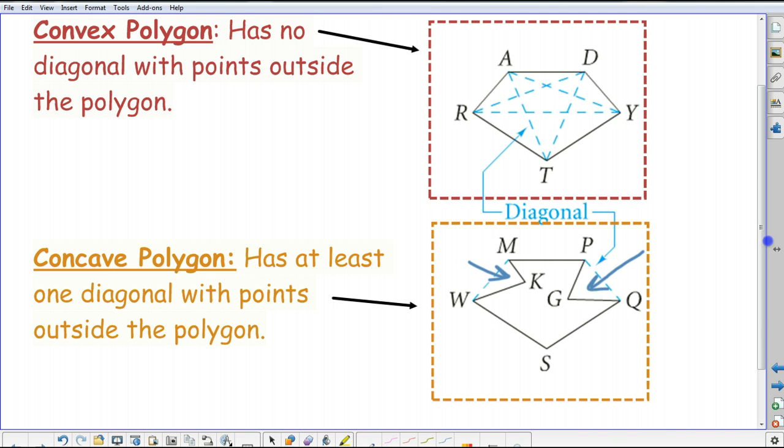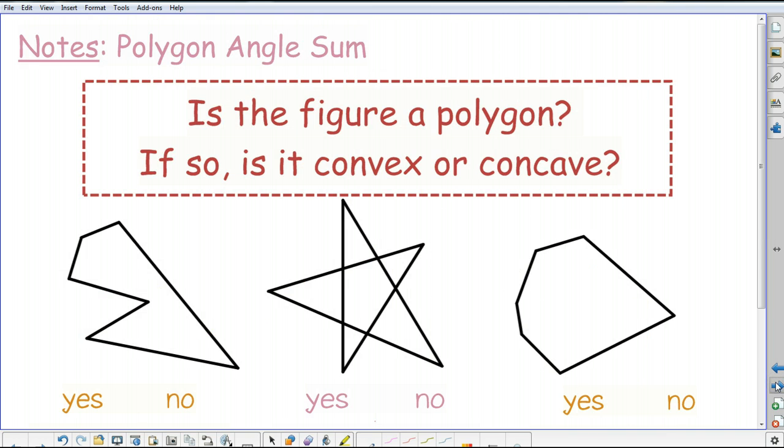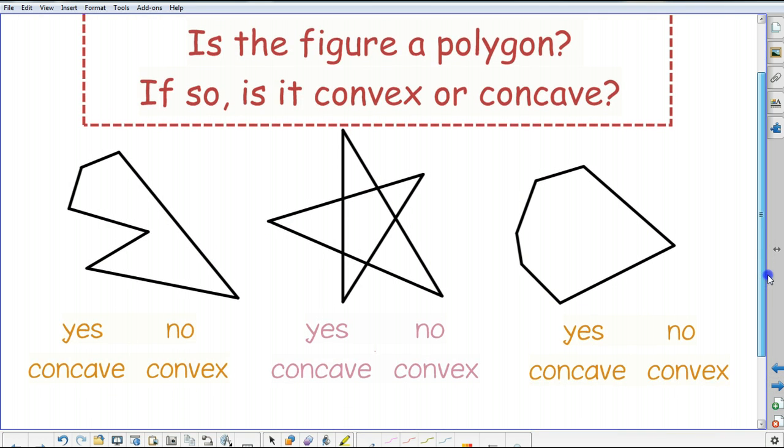Okay. Let's see if we can identify. Is the figure a polygon? Yes or no? If it is a polygon, is it convex or concave? Danica, go do the first one. Louis M, go do the second one. Julius, go do the third one. Go.